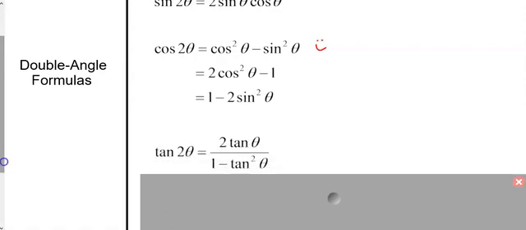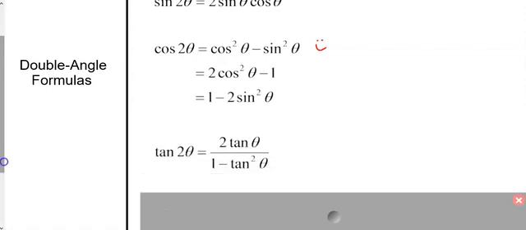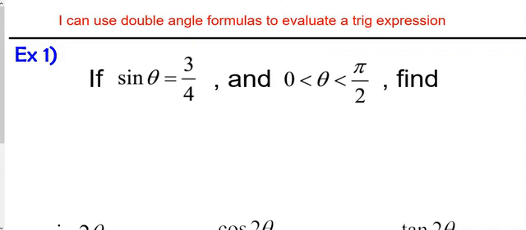And then the third one is for tangent. So tangent of 2 times an angle, or tangent 2 theta, is equal to 2 tangent theta divided by 1 minus tangent squared theta. Okay? And at that point, there really is nothing else to do except dive into some examples using the double angle formula. These are our double angles.